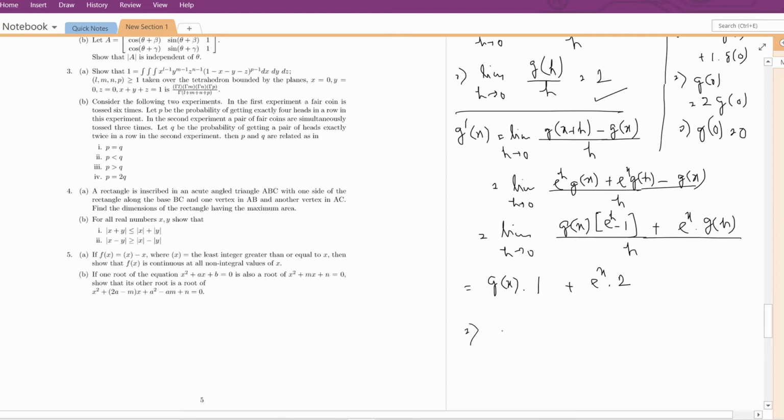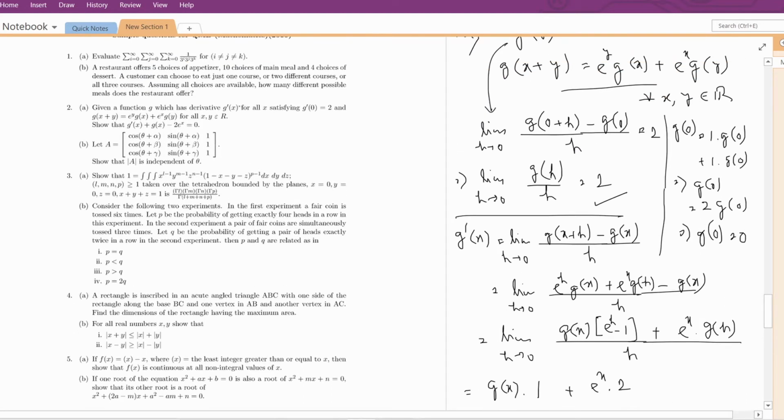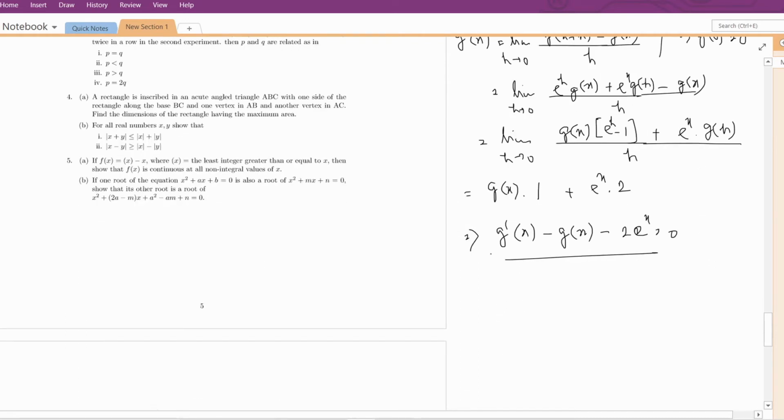So from here we have got g dash x minus gx minus 2 e to the power x equal to 0. So this is the answer. Here the given expression is a little bit wrong. This will be a minus sign here. So the correct answer is g dash x minus gx minus 2 to the power x equal to 0.